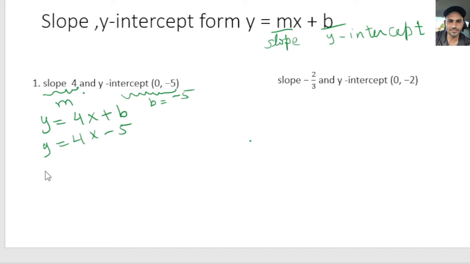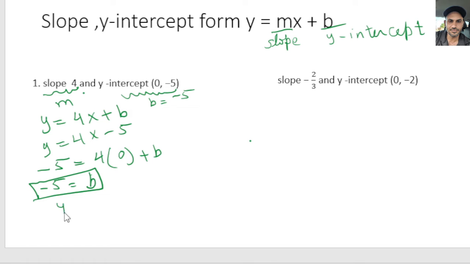So for y, I'm going to plug in -5 equals 4. For x, I'm going to plug in 0. And we have plus b. So this becomes -5 equals, this is 0, and then this is equal to b. So b equals -5. Now we plug this into the equation: y equals 4x minus 5.